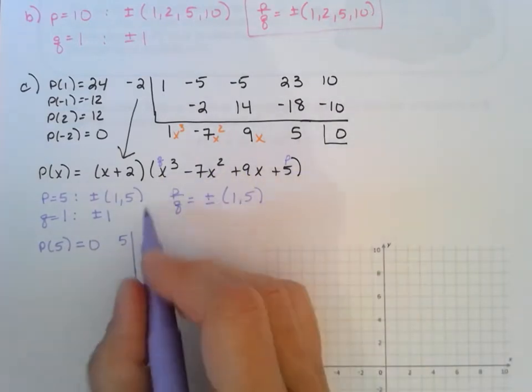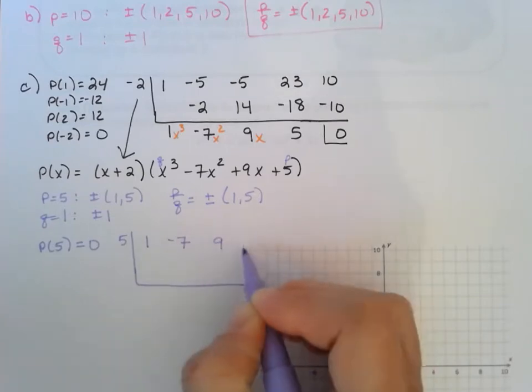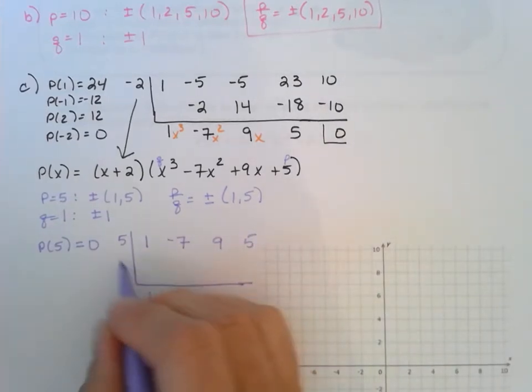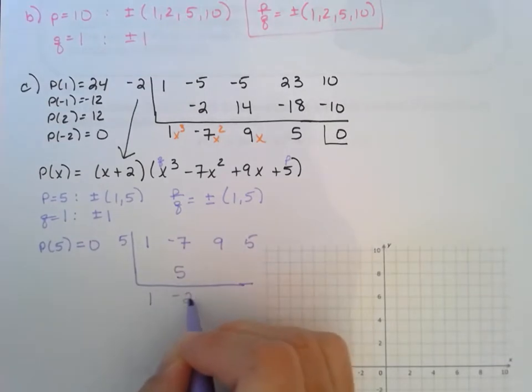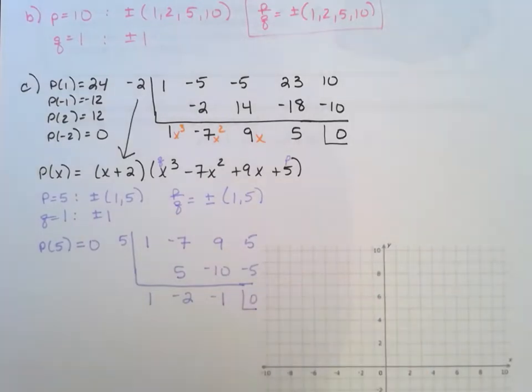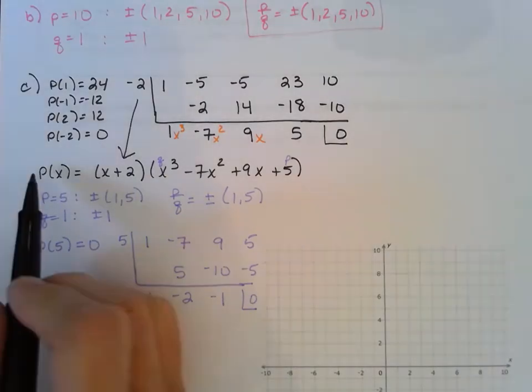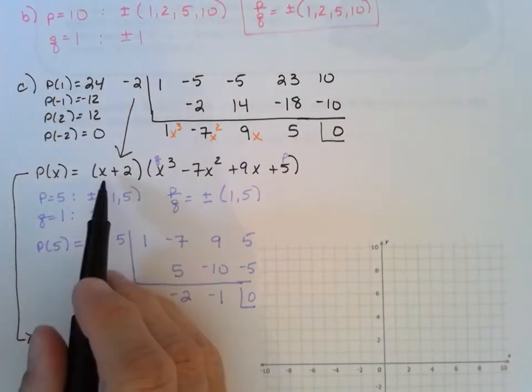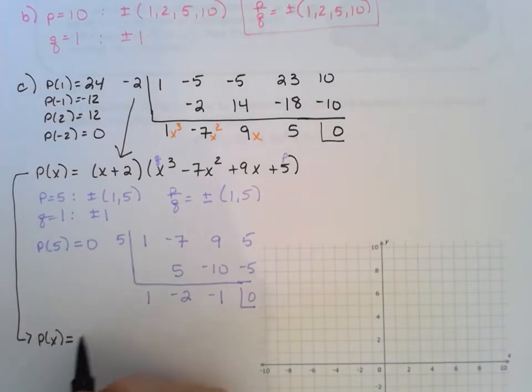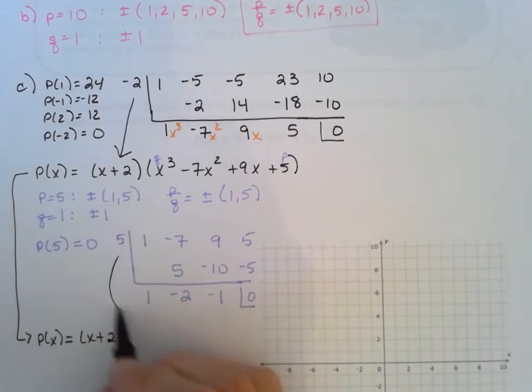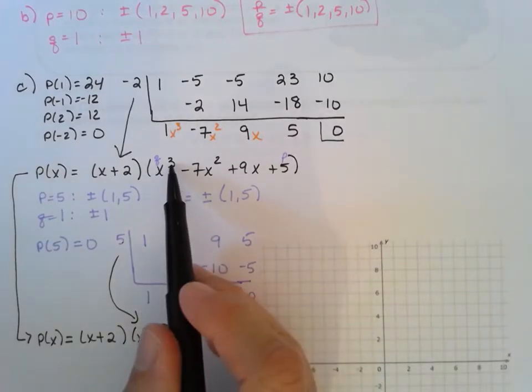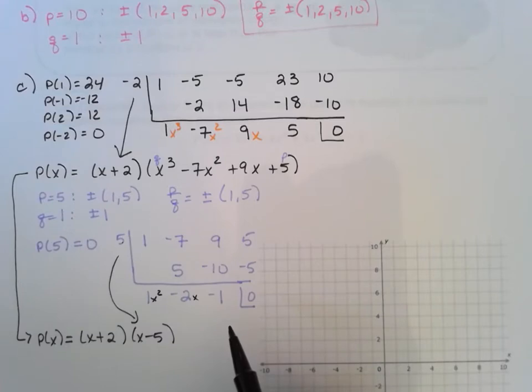So we have 1, negative 7, 9, 5. Bring down the 1 and multiply. Add, multiply, add, multiply, add. We got 0. That's a good thing. So right now, go back to this. We have our P of x is equal to, don't forget the x plus 2, x minus this number. So we have x minus 5, but we also have this part. So we reduce this by 1, this becomes x squared, and this becomes x.